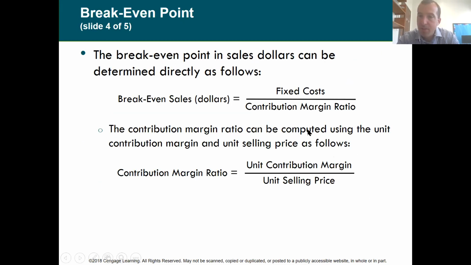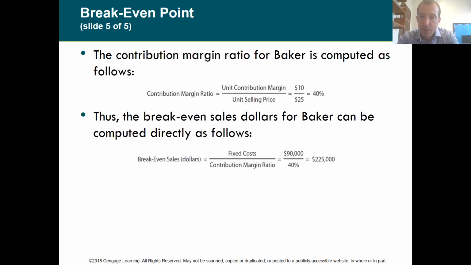To calculate break even in dollars, you take fixed cost and divide it by the contribution margin ratio. Like we said before, that would be the unit contribution margin divided by the selling price. It's that 40% that we talked about earlier. When you take the fixed cost in the numerator and divide it by the percentage contribution margin ratio in the denominator, you'll get the break-even sales in dollars. So that will tell you how many sales in total dollars I need to sell in order to break even.